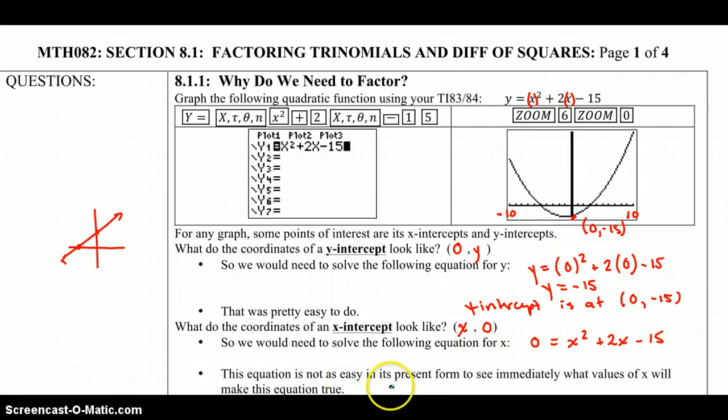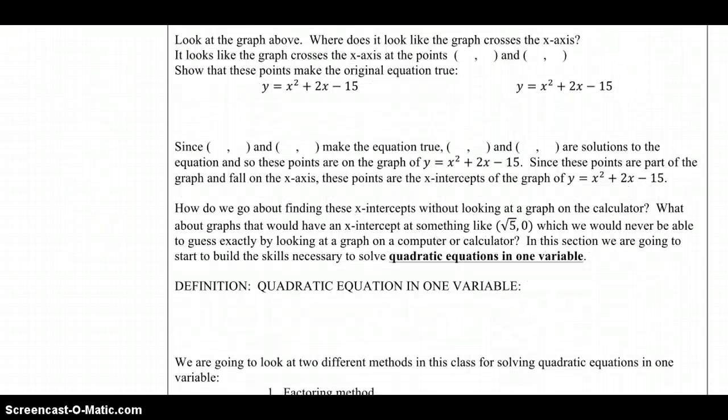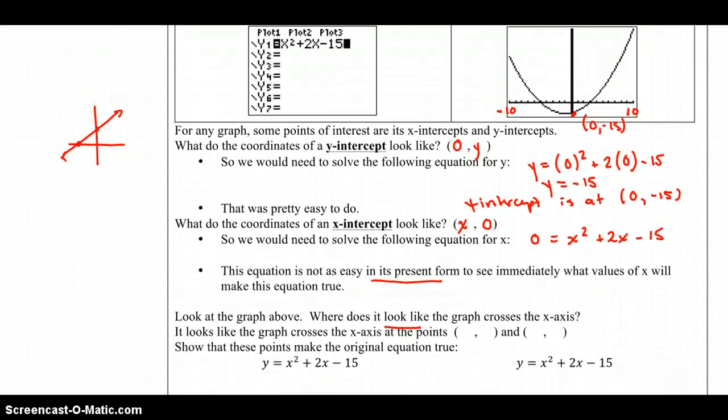Well, this equation is not as easy in its present form to see immediately what values of x will make this true. So let's look at the graph above. Where does it look like the graph crosses the x-axis? Looking at our graph, this axis has been changed and doesn't run from -10 to 10 when we push ZOOM 0, but with the ZOOM 6 feature, these still do run from -10 to 10. In here, each one of these tick marks is 1 unit away. So it looks like we have an x-intercept back here at -1, 2, 3, 4, 5.